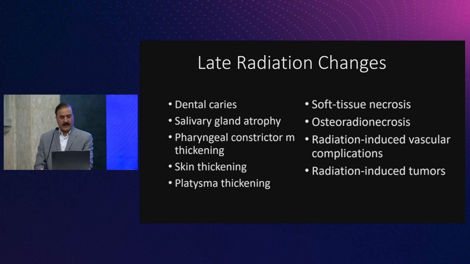So the other things that can happen in a radiation treated patient are dental caries, and then what we have to look for is development of tissue necrosis or mucosal necrosis, osteoradionecrosis, vascular complication, and induction of secondary primary malignancies post-radiation.